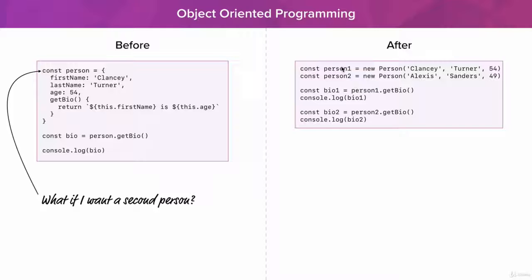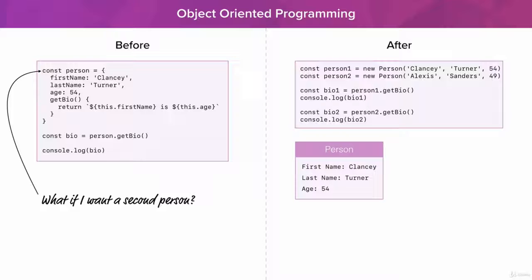Here I make person 1, I have Clancy. Here I make person 2, I have Alexis. And for both of them, I'm able to easily call the bio method, get the bio, and dump it to the screen. I do it here for person 1 and down below for person 2. Now this is just a code example. I've also put together a little visualization to reinforce what I just mentioned.